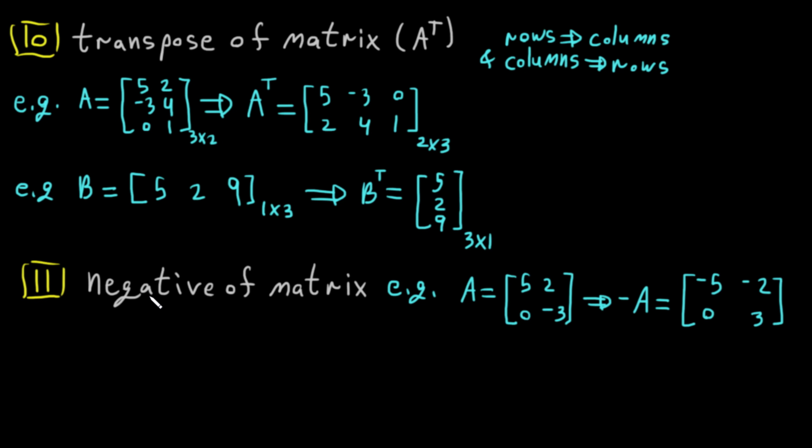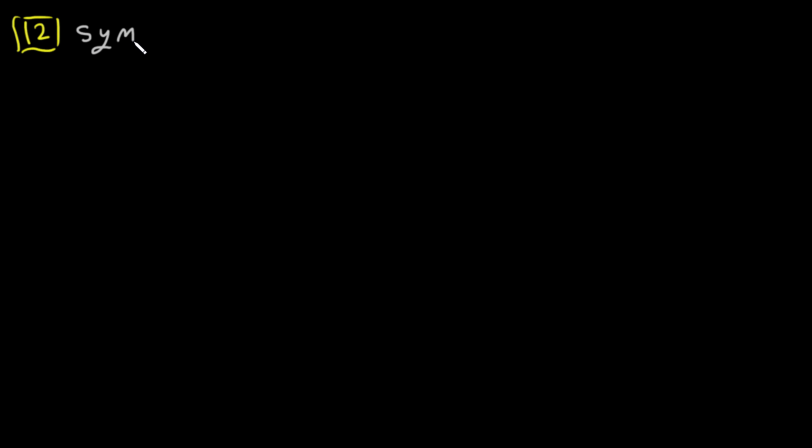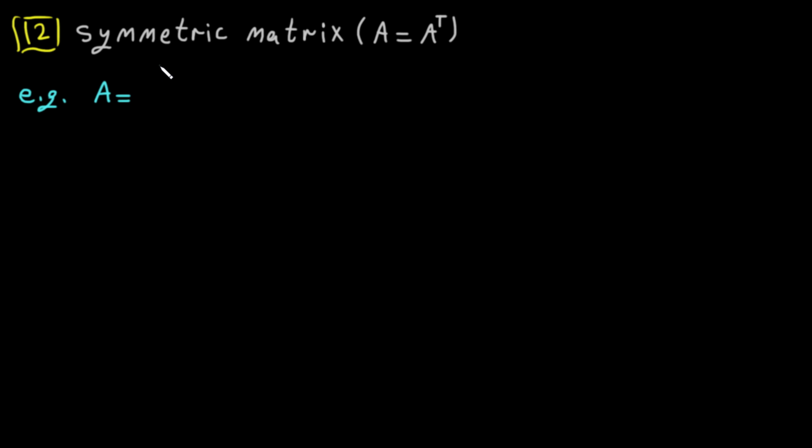Now we will learn about the symmetric matrix. A matrix is symmetric if A equals A transpose. So if this condition is satisfied, then we can say this is a symmetric matrix. That is, a matrix whose transpose is the same as the original matrix. For example, A, this is the given matrix.